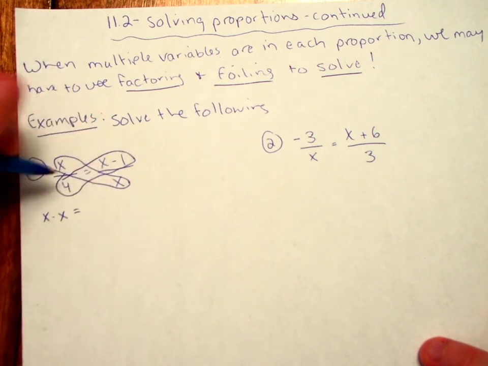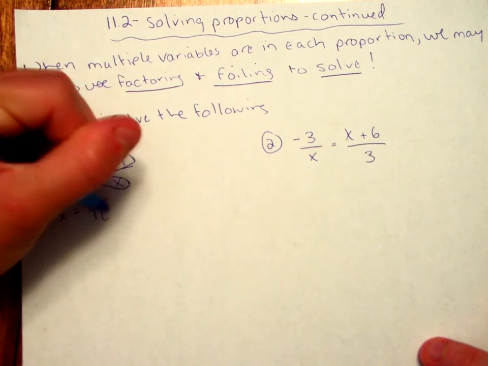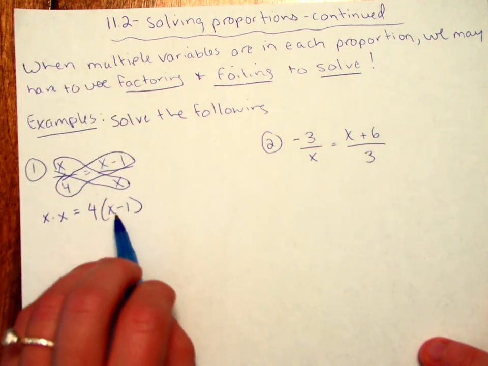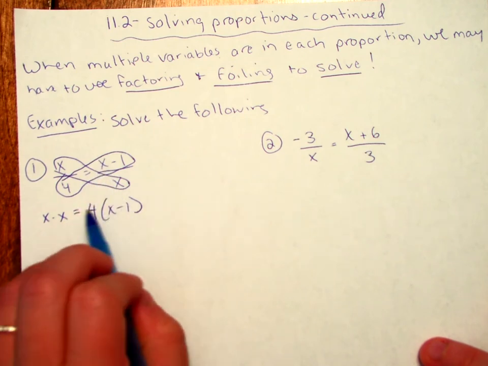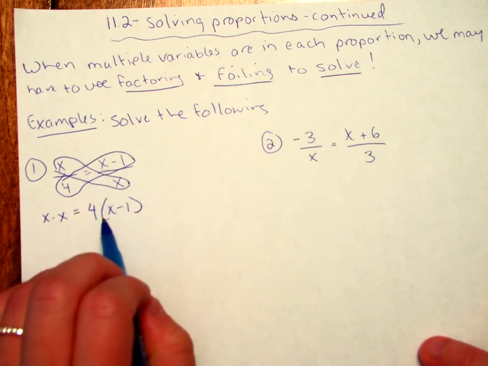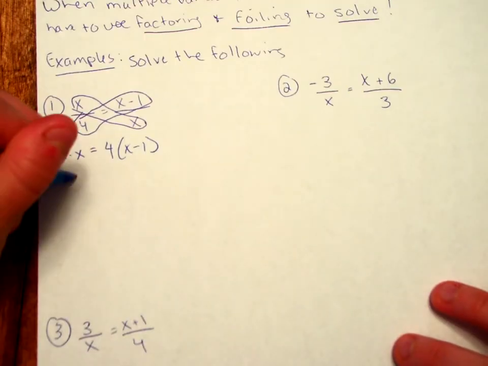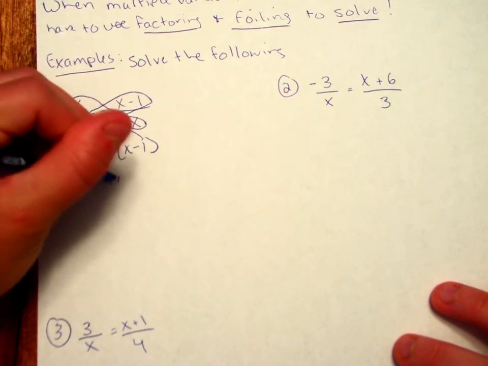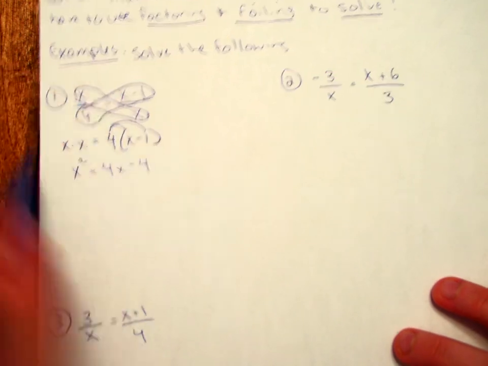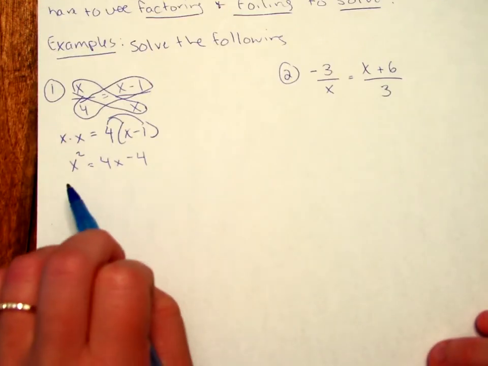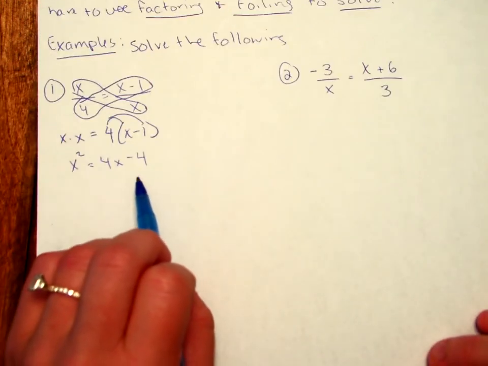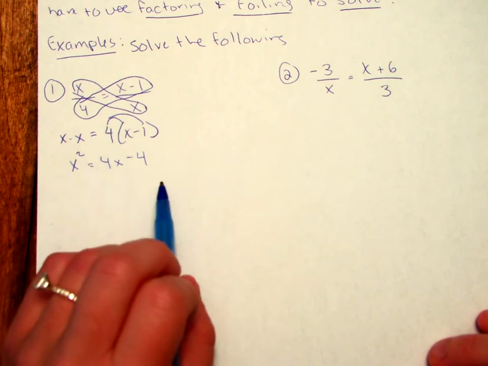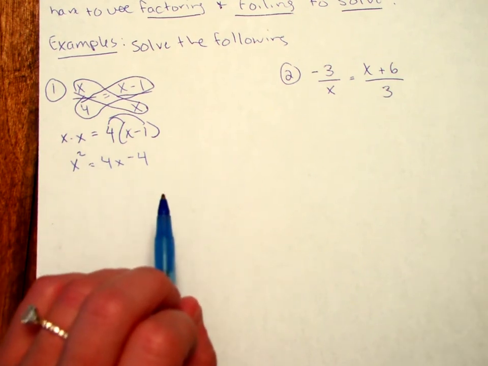x times x equals 4 parentheses x minus 1. Definitely something that you have to make sure you're doing, keeping those in parentheses, not just tacking on the 4 to only the x. That leaves you with x squared equals 4x minus 4. Okay, so looking at this, there's really not much you can do because you have an x squared, you have an x, and you have a 4. So nothing is the same.